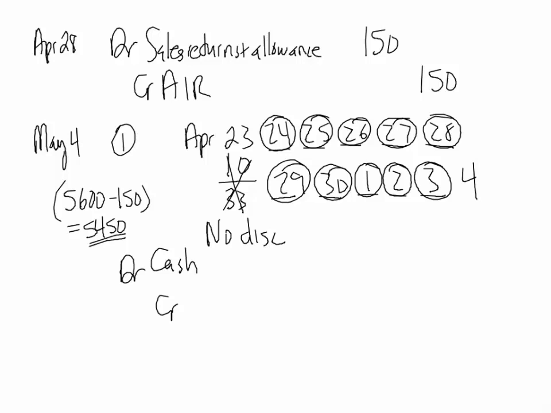There's a debit to cash for $5,450, and there is a credit to accounts receivable for $5,450. All right. Any issues with anything we did, or you're feeling fairly confident about merchandising?